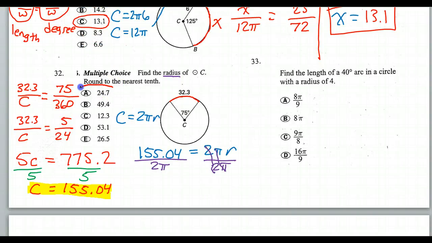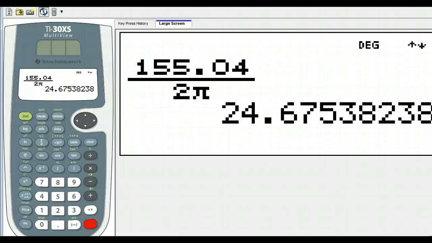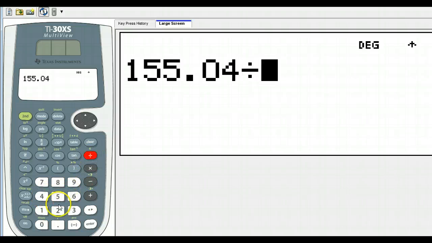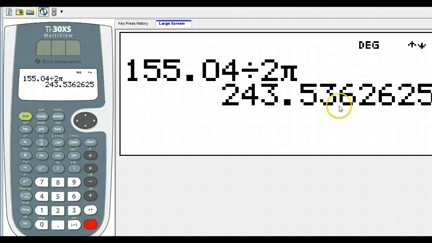Okay, now let me emphasize to you the mistake that you have to avoid. Okay, that's the safest thing to do. Now, some kids will do this. Instead of typing the fraction, they will want to go 155.04 divided by 2 pi, like this. But if you type this in, you do not get 24.7. You get this big number, it's completely wrong. So this is the common mistake. I see this over and over again, and I don't want you to make this mistake.